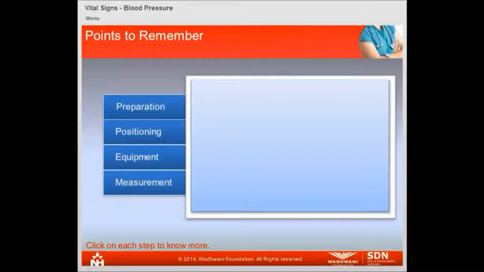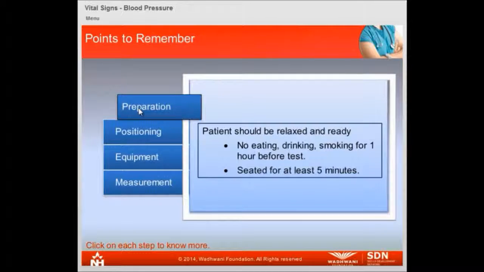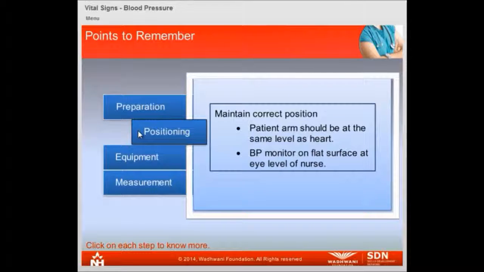Please keep the following points in mind when taking the BP of a patient. Click each step to know more. The patient should be relaxed and ready. No eating, drinking, smoking, etc. for 1 hour before the test. Have the patient seated for at least 5 minutes. Maintain the correct position. The patient's arm should be at the same level as the heart. The BP monitor should be on the flat surface at eye level of the nurse.